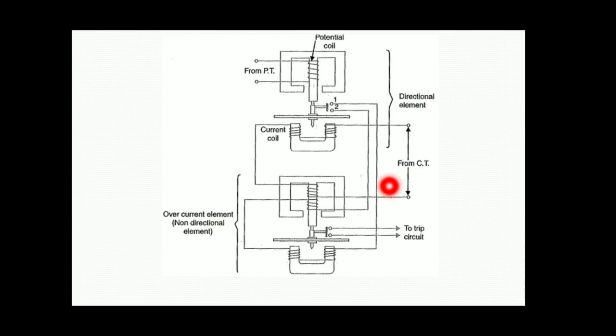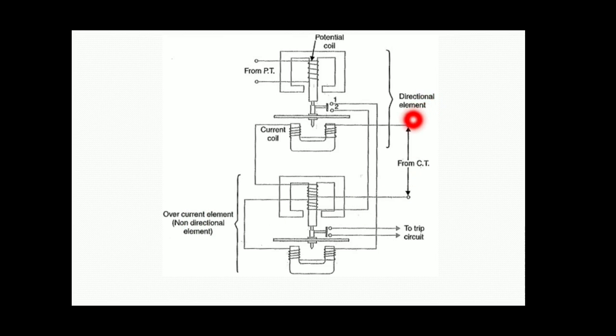That means it consists of two elements. The first one is the directional element and the second one is the overcurrent element. The directional element is the same as that of a directional power relay, and the overcurrent element is the same as that of a non-directional overcurrent relay. The operation and construction of this is the same as that of a non-directional overcurrent relay.